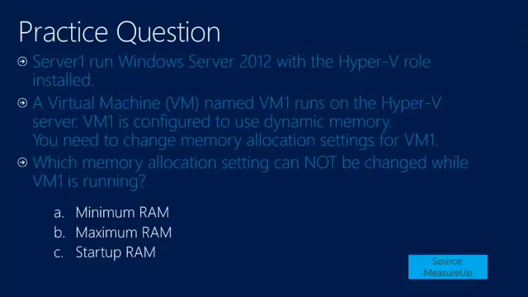Anybody know this one? Right off the bat? C? Did I hear it? Yep, startup RAM. So you can't change the startup RAM while the VM is running. You have to actually shut down the system, then change the startup RAM, and then you can move forward.